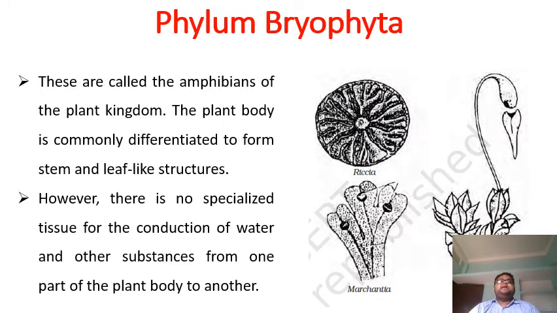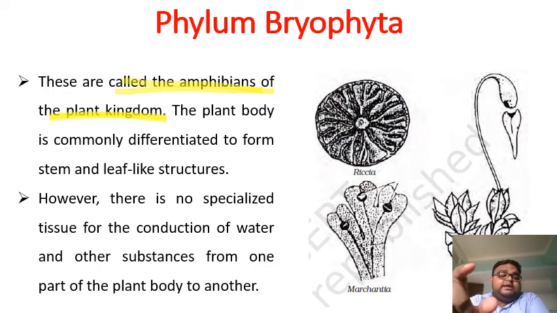Okay, students, this phylum is called Bryophyta, and these are called the amphibians of the plant kingdom. Why are these called the amphibians of the plant kingdom, students? I'll tell you that, no problem. But let's see here. The plant body here is commonly differentiated to form stem and leaf-like structures. These are not true stem and leaf, but they are differentiated to form stem and leaf type of structures.